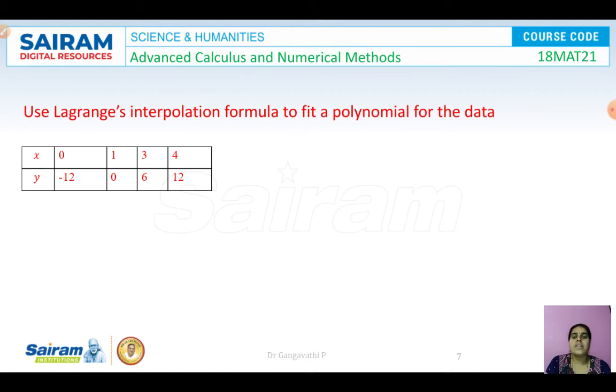Now let us see another example. Use Lagrange's interpolation formula to fit a polynomial for the data. Here we have to find the polynomial. A polynomial is an expansion in terms of a variable, and the variable here is an independent variable which we have taken as x. So y must be expressed as a function of x, in an expansion. An equation in terms of x must be found. That is what has been asked. The x values are 0, 1, 3, 4, and the corresponding values of y are minus 2, 0, 6 and 12.